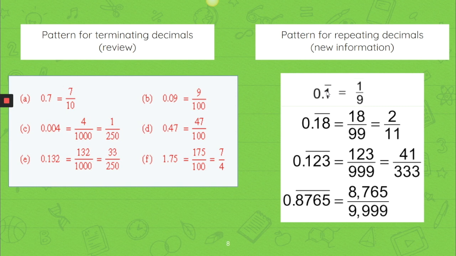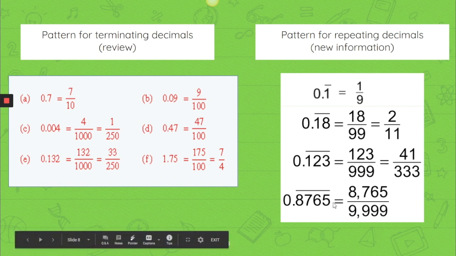For those of you that have never taught this content before, the pattern is that if a single digit repeats, then that single digit will be placed over a single 9 in the denominator. If 2 digits repeat, 2 digits go in the numerator, 2 9s go in the denominator. 3 digits repeat over 3 9s, and so forth.